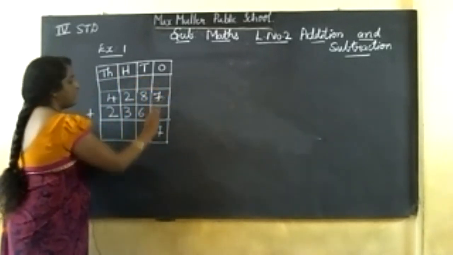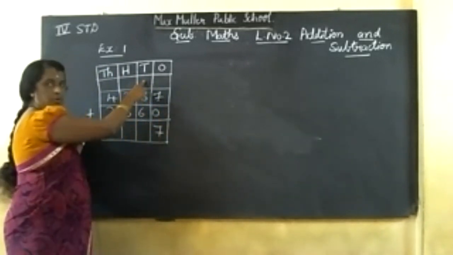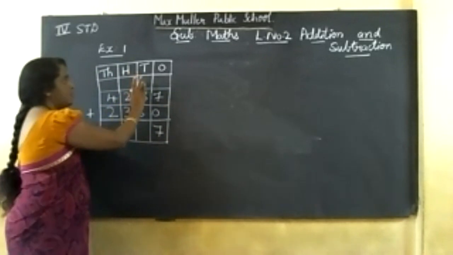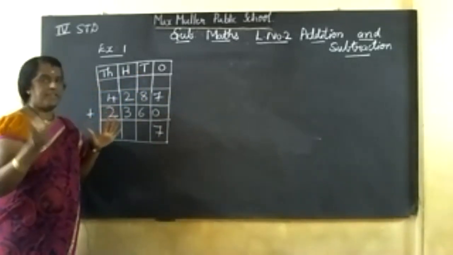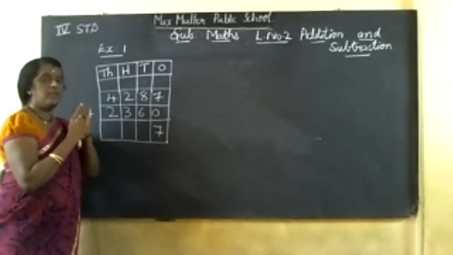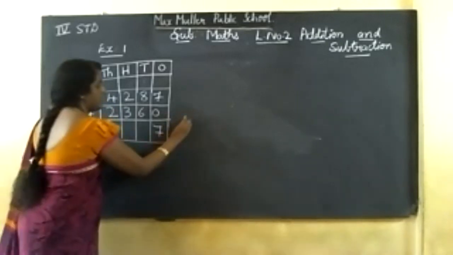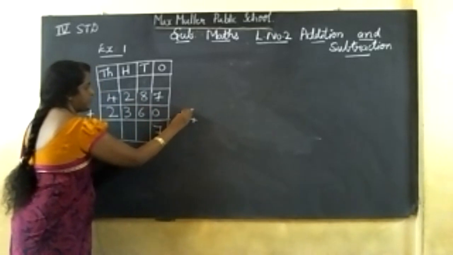Here only one number came. 7 plus 0, 7 only. So here no carry over. Then 8 in the mind, 6 on my fingers. After 8: 9, 10, 11, 12, 13, 14. This is the tens place, this is the hundreds place, one carry.